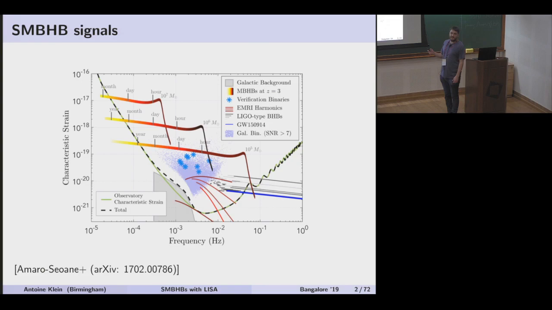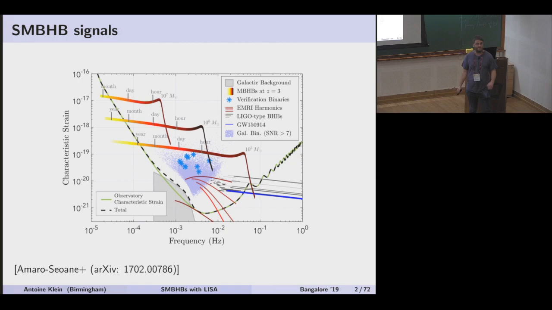And finally, the verification binaries. Those are white dwarf binaries that we have already observed electromagnetically. So we know where they are, we know their masses, we know their frequency. And so we know that their gravitational wave signal will appear in the detector, and some of them will be loud enough that we can detect them very quickly. So those are a type of binaries that we can use to calibrate our detector in some sense.